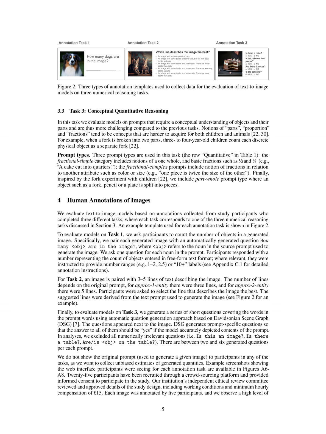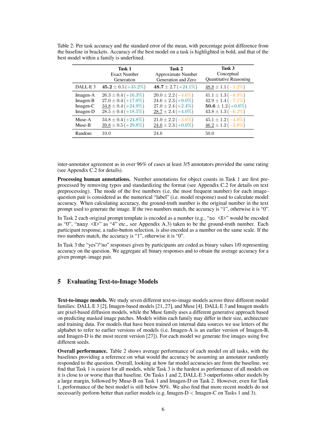In Task 3, conceptual quantitative reasoning, participants answered a series of short questions based on the prompt using an automatic question generation approach. The annotations were processed by standardizing the format and encoding them for comparison with the ground truth numbers in the prompts. The accuracy of the models was calculated based on how well they matched the human annotations, with the ground truth numbers from the prompts used as a reference point for evaluation.